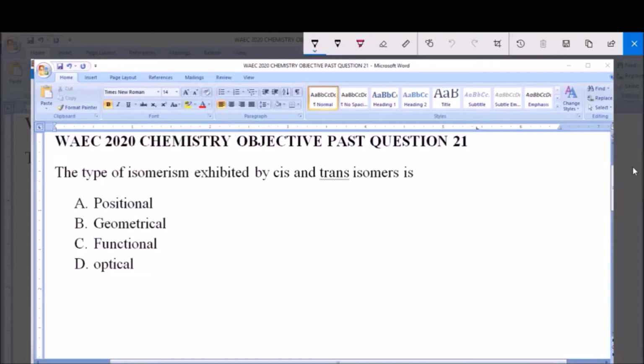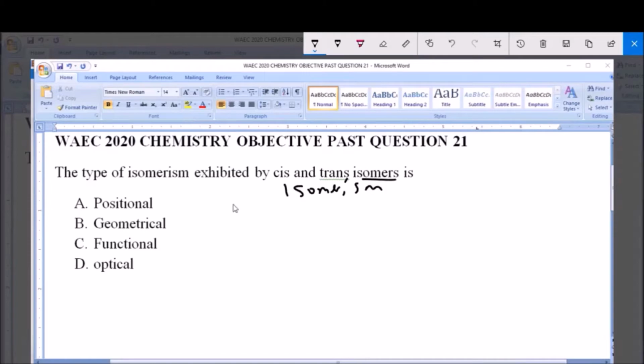Hello and welcome. I'm going to be answering WAEC 2020 Chemistry Objective Past Question 21. The type of isomerism exhibited by cis and trans isomers is A. Positional, B. Geometrical, C. Functional, D. Optical. So what we are looking at here is isomerism.